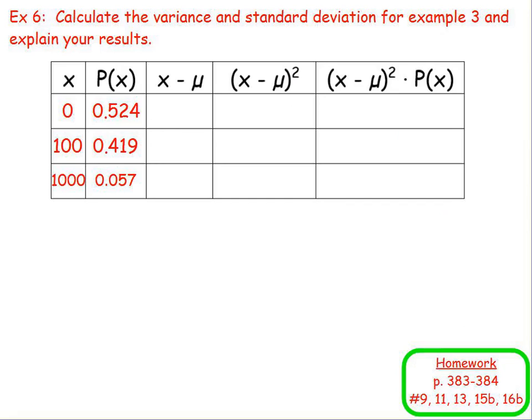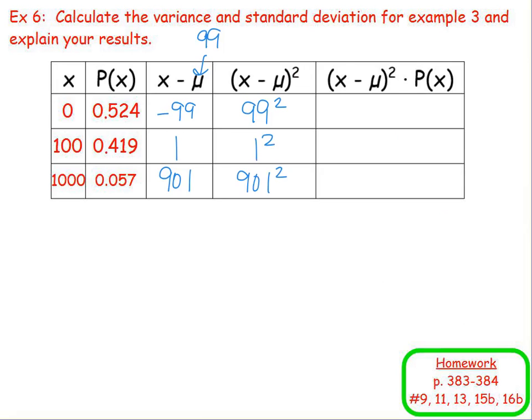So let's go through the steps. What was our expected value from example 3? Well, it was $99. So we're going to take each one of the x's and subtract $99. 0 minus 99 is negative 99. 100 minus 99 leaves you with $1. And 1,000 minus 99 leaves you with $901. Our next step, square each one of those numbers. So the negative changes to a positive when you square it. 99 squared, 1 squared and 901 squared.